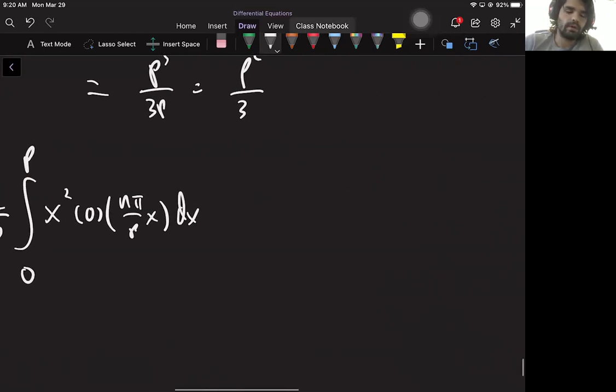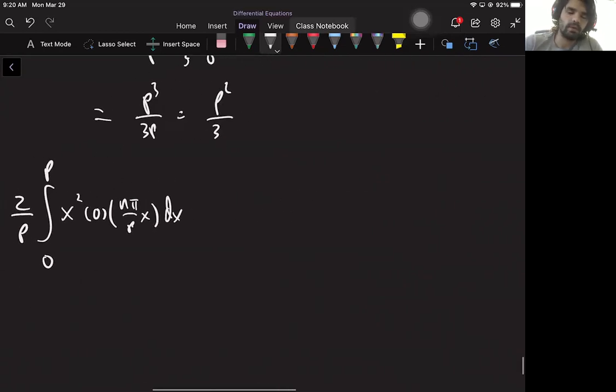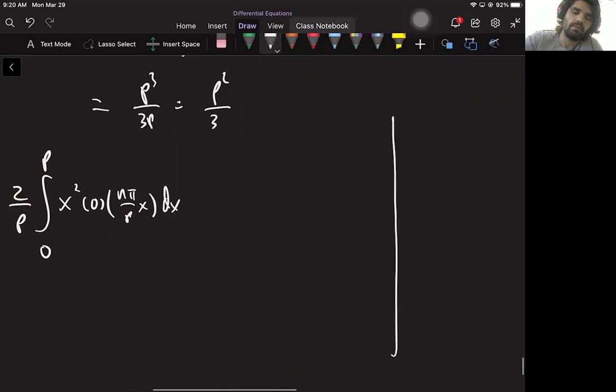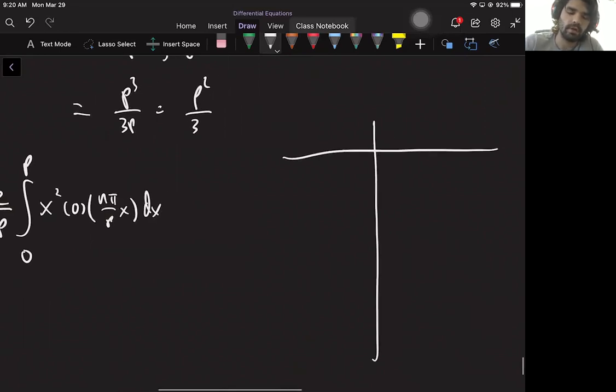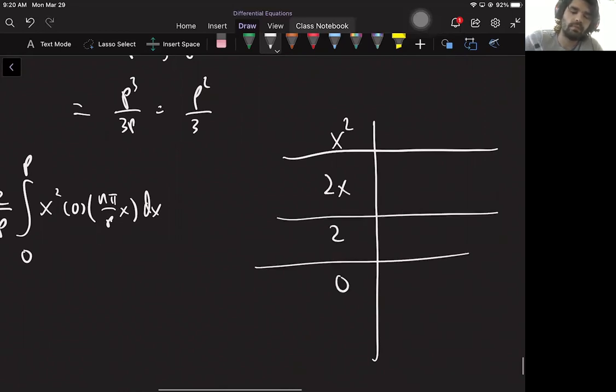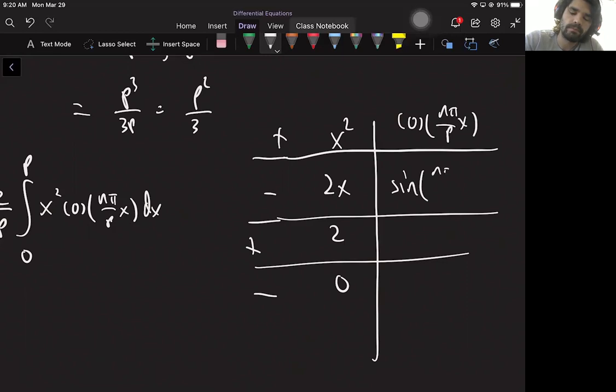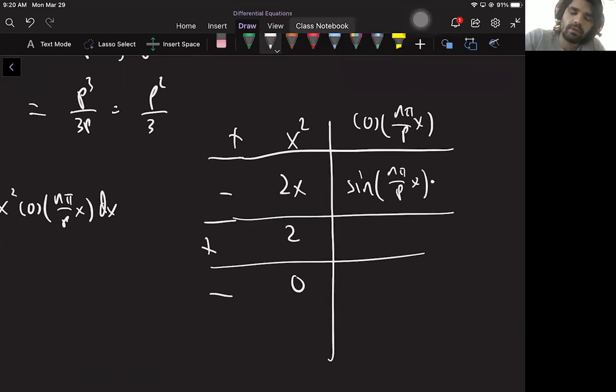All right, so now I have to do integration by parts. I'm going to have to do it twice. If you're doing it the long way, it'll take you a while. That's why I've got this trusty old table here. So I just put the derivatives on the left of x squared, alternating signs. And on the right, I do integrals of cosine of n pi over p x. So the integral of cosine is sine. I divide by n pi over p, which turns into multiplication by p over n pi.